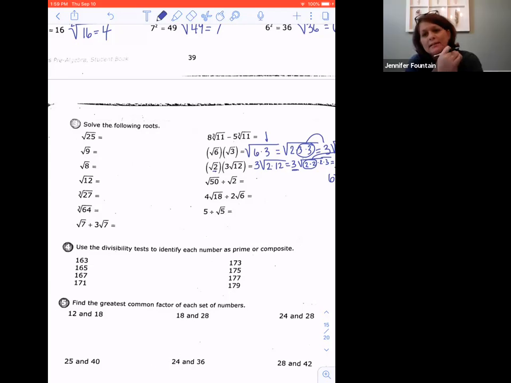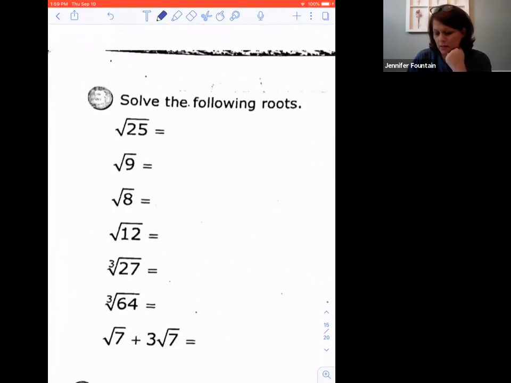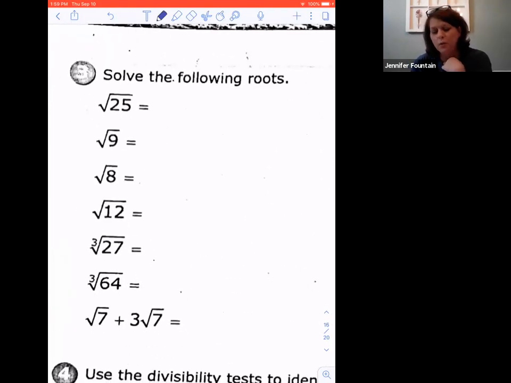Okay, y'all ready to go over these? All right, so let's take a look. The square root of 25 is equal to 5. The square root of 9 is equal to 3. Those are perfect squares. Again, if you didn't know they were perfect squares, you could list out the prime factors and get that. The square root of 8 is going to end up being 2 times the square root of 2.